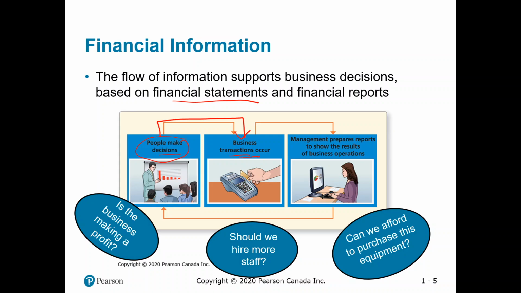This information is then used by management to prepare reports and to show the results of the business operations. So as I said, the most common will be financial statements, but many different reports are prepared by different businesses for their specific needs. From there, users will look at these reports and they will use it to make more decisions. So that's the biggest thing that financial information is used for. It is used to make decisions.